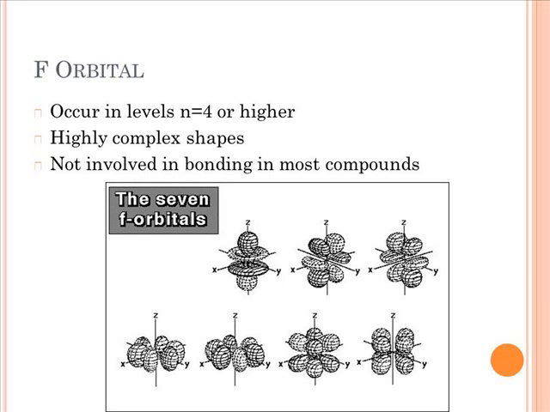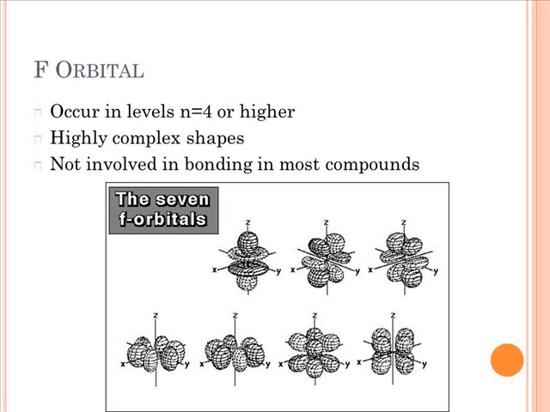You want really complicated? Here's the f. We've got the double exploding donut. We've got flowers of all shapes and sizes. There are 7 f orbitals. They get very complicated. You'll notice these look like they were done by a computer because really that's the only way we have to solve these, to figure out what the shapes are.